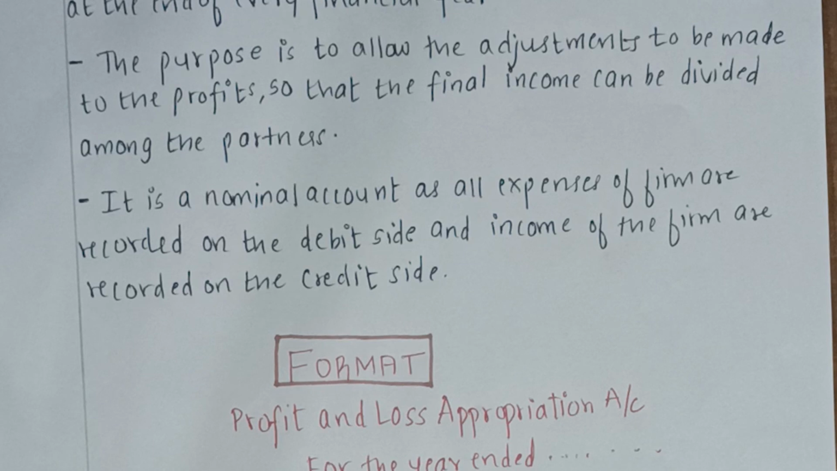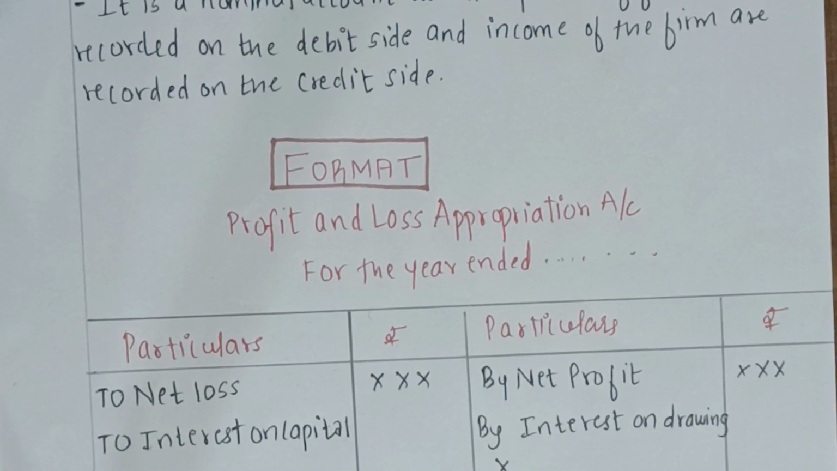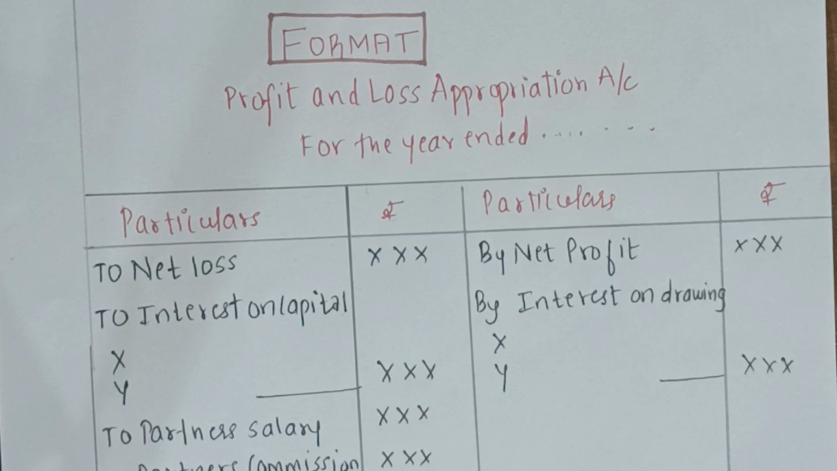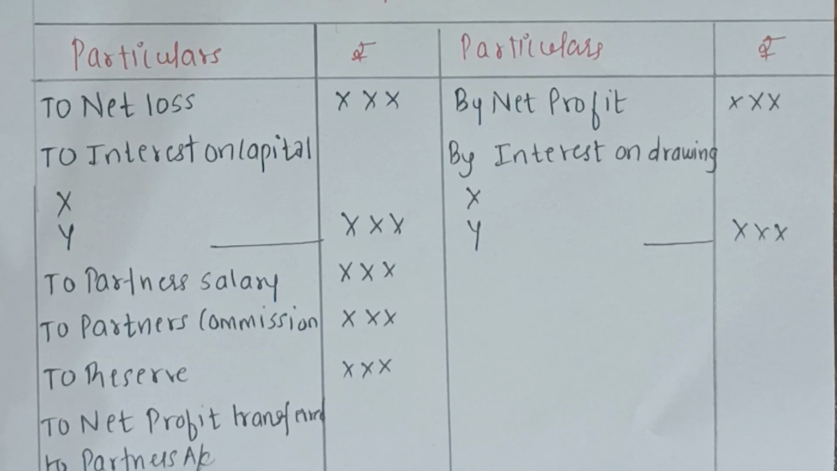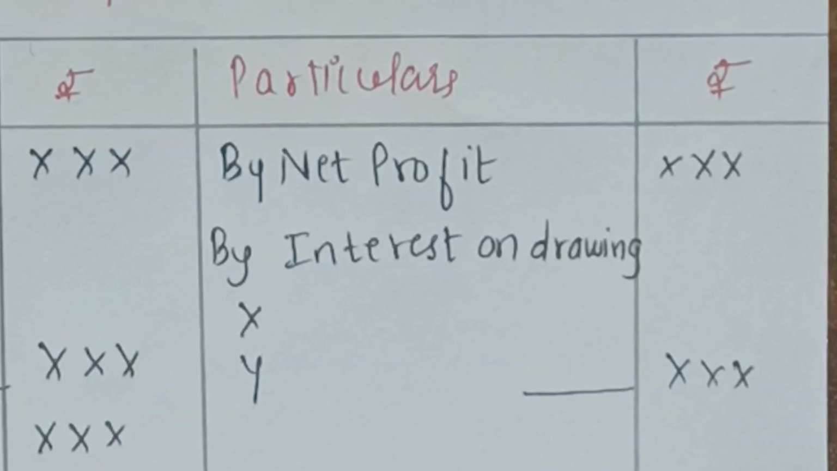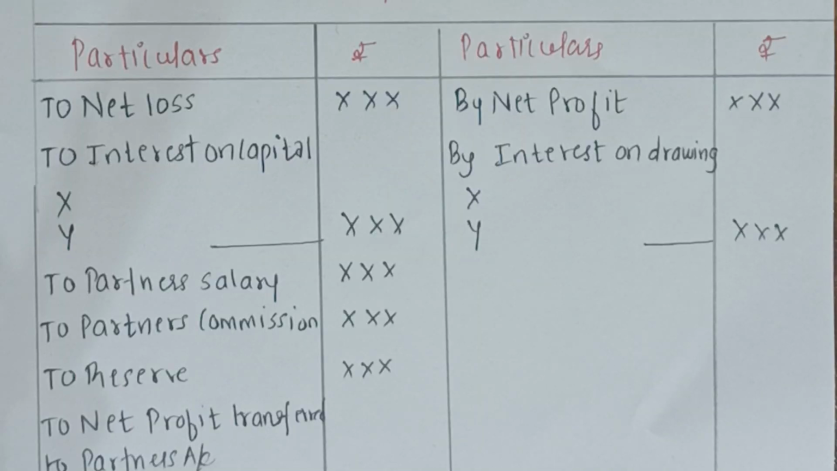And in a nominal account, we know that all expenses come under it. So all the expenses of a firm are recorded on the debit side and the income of the firm is recorded on the credit side. In a profit and loss appropriation account, there are two sides, particulars and rupees: one is the debit side and one is the credit side. On the debit side, we record all the expenses of the firm, and on the credit side, we record all the income of the firm.